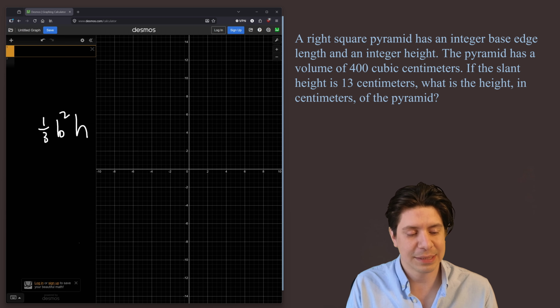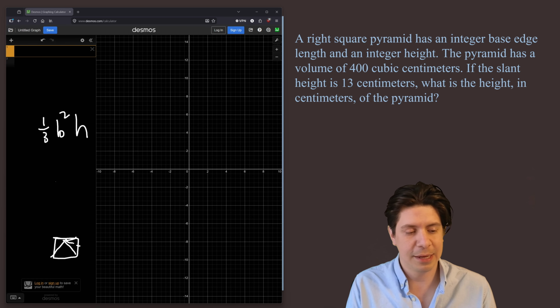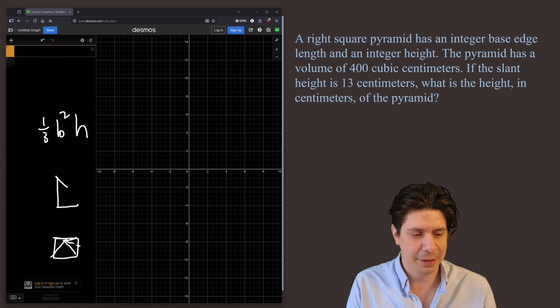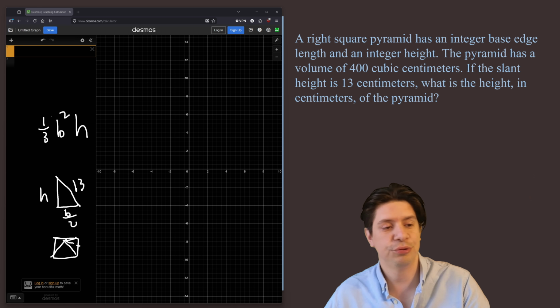Now, if you think about the slant height, right, if we have this sort of pyramid going on, the slant height is made by being the hypotenuse between the actual height there and half the base length. So 13, and this is b over 2, and this is h.